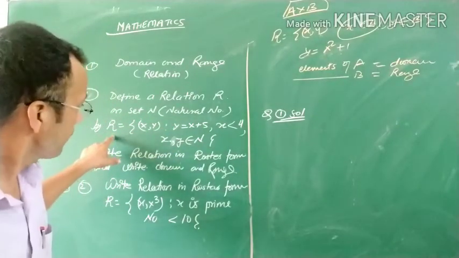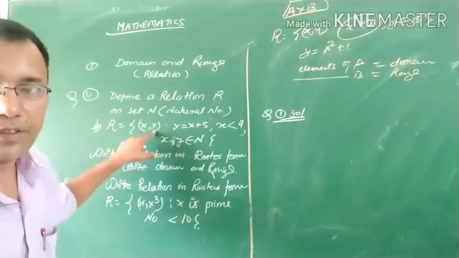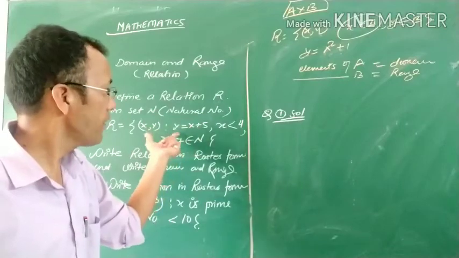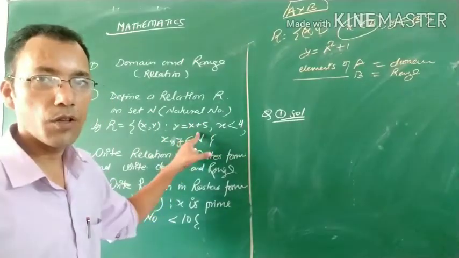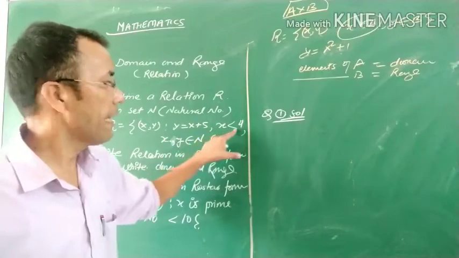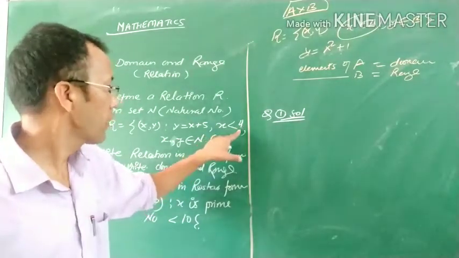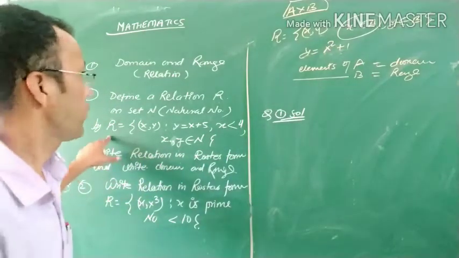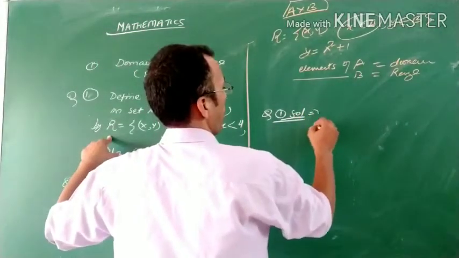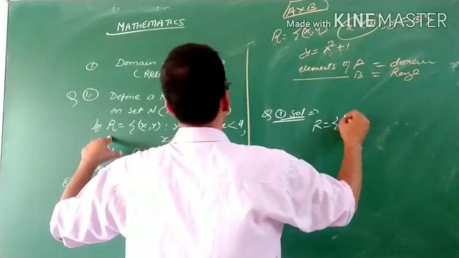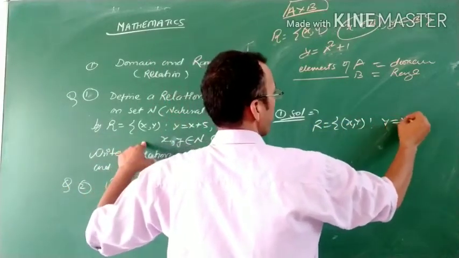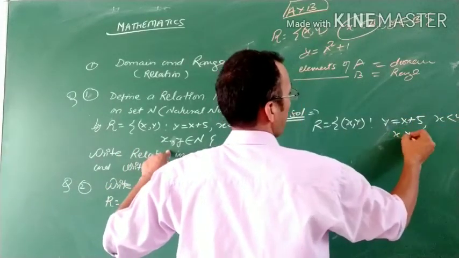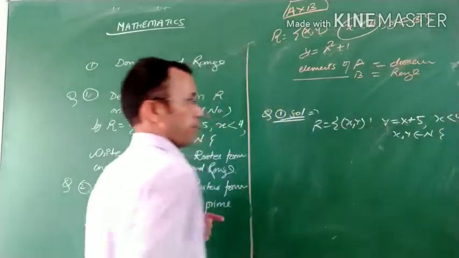R is given by the ordered pairs x comma y such that y is equal to x plus 5, x is less than 4. That is the condition given, and x and y both are natural numbers. This is the relation given. We have R equal to the set of x, y such that y is equal to x plus 5 and x is less than 4, and x, y are elements of the natural numbers, right?